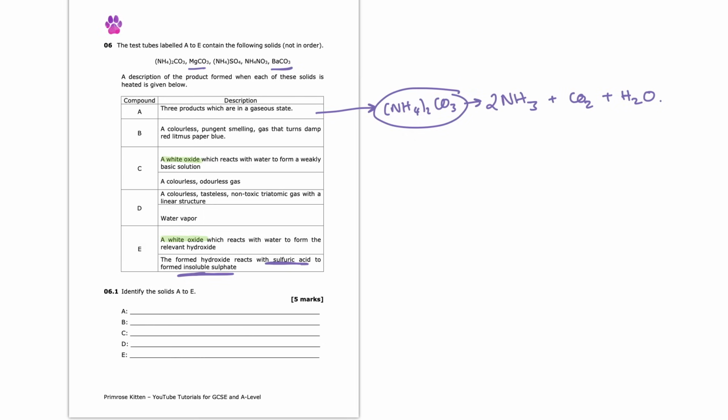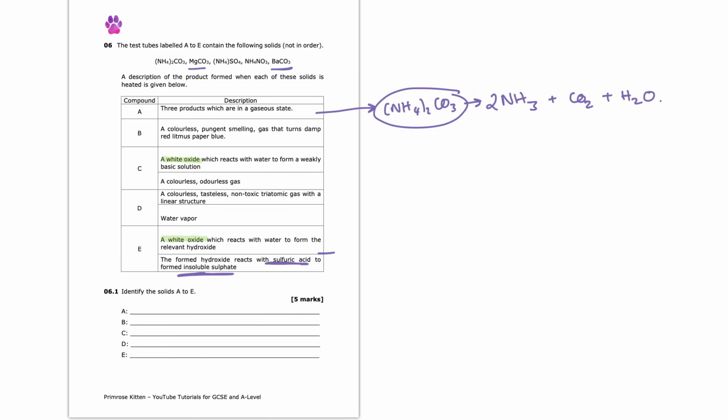Now, obviously they're both going to form hydroxides through this decomposition. What we need to know here, though, is which one forms this insoluble sulfate, so magnesium sulfate or barium sulfate. Out of those two, the insoluble sulfate will be barium sulfate. And remember, that's actually the test for sulfate ions, the addition of barium substances such as barium chloride.